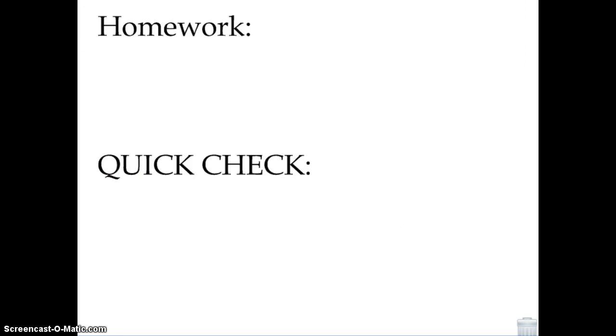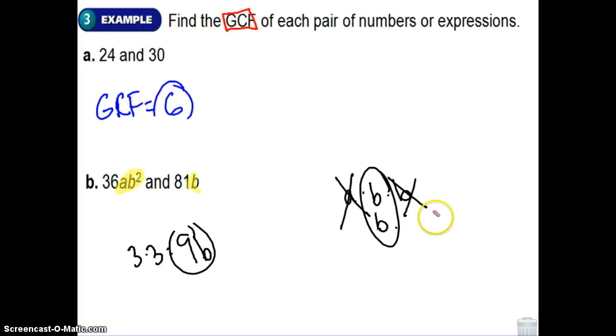Make sure you ask questions tomorrow, please, and make sure that we understand what we're doing with this, because this is a big part of our unit test at the end.